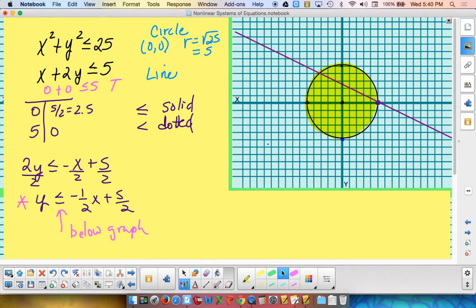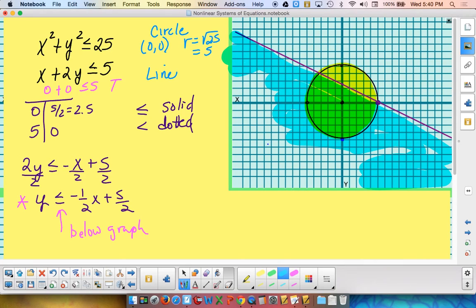So if I'm shading below the line, I am technically shading everything out here. But in reality, what am I looking for? I'm looking for where the regions overlap, and where do these regions intersect? Well, it's where the yellow and the blue made green. And so, yes, my actual solutions to this inequality would be the points here in green that are inside the circle but below the line.